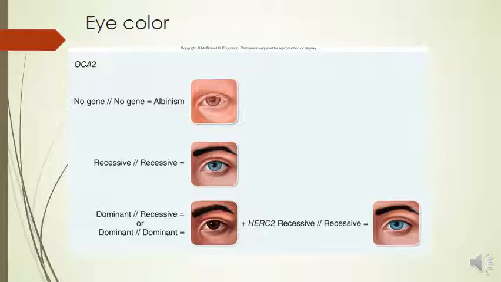In this slide showing eye color, you see that at least 2 genes determine eye color in humans, and inheriting 2 particular recessive alleles in HERC2 abolishes the effect of OCA2, causing blue eyes. The 2 genes are near each other on chromosome number 15.